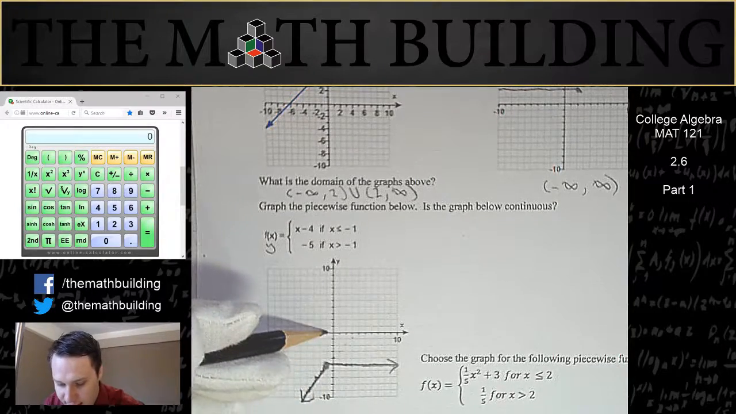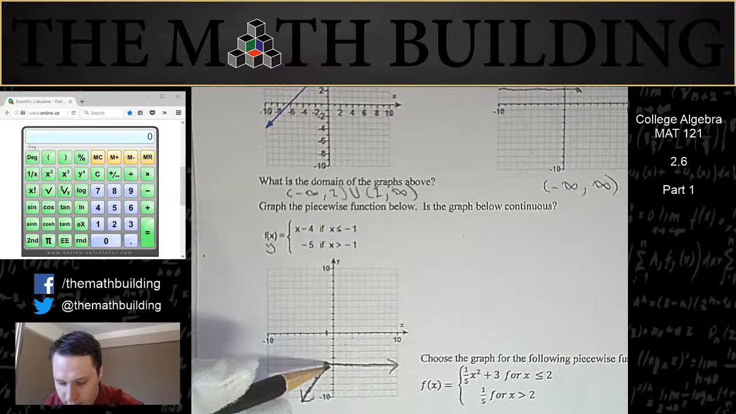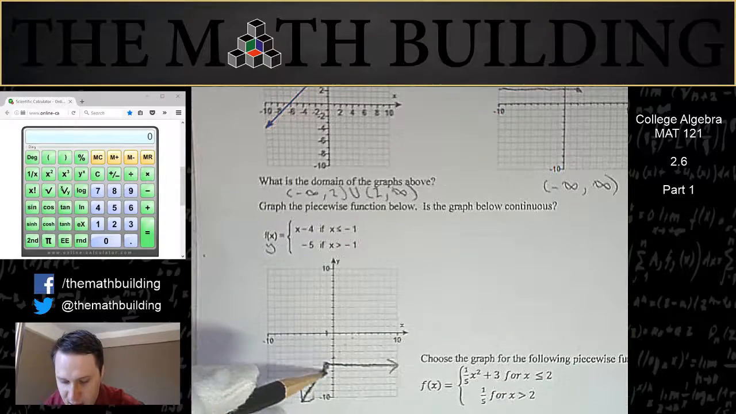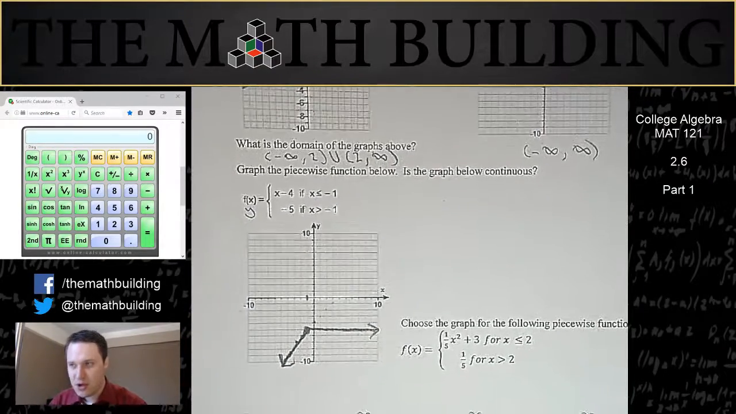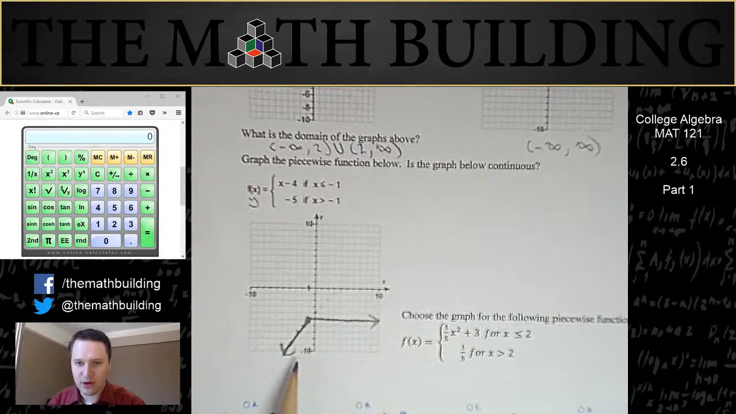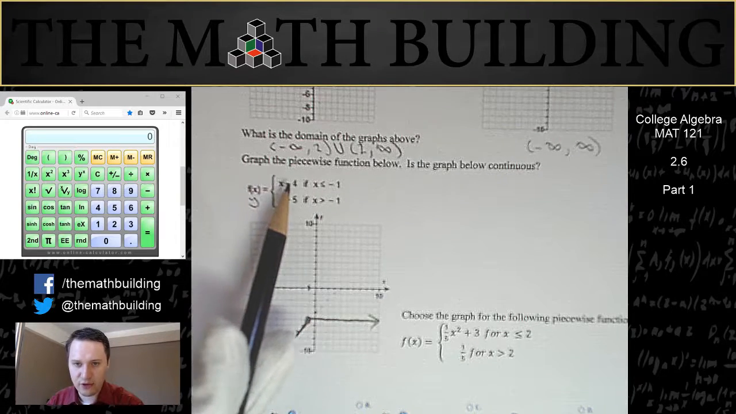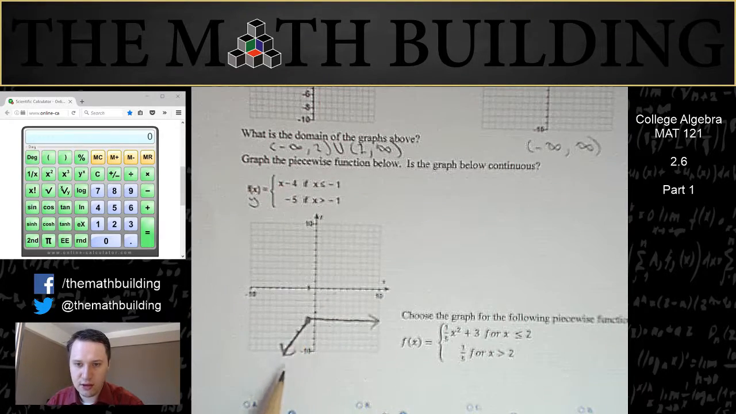So notice that that line started at -1. Here's the y-intercept of the line, but it started here, and it's going down this way for x is less than -1. So that's how you would graph that piecewise function. Notice that for less than -1, we're this line. For bigger than -1, we're this line.